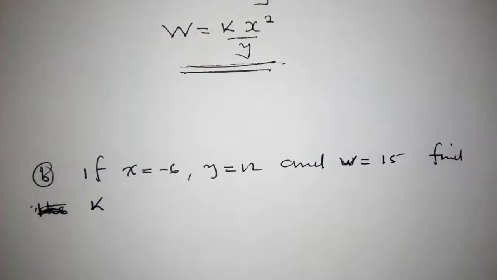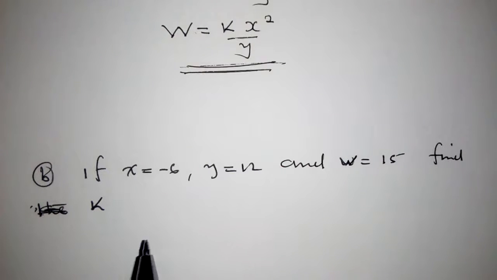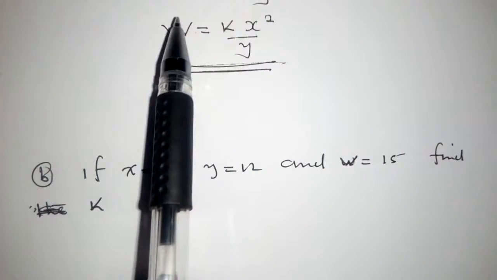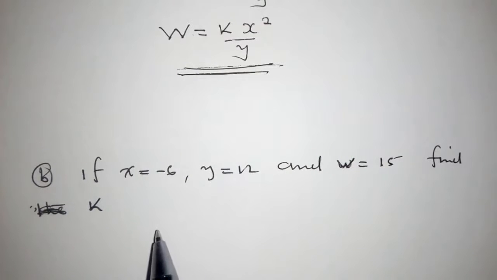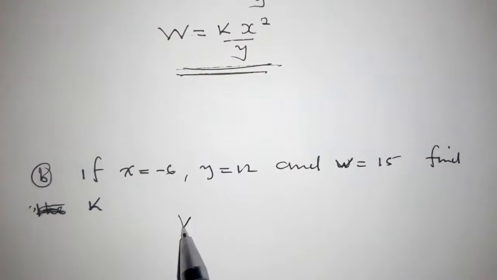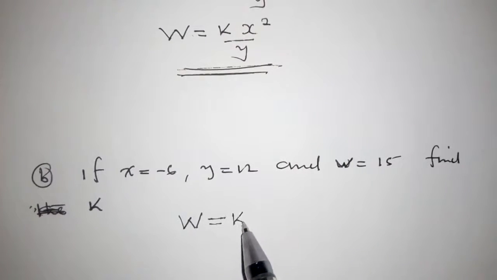So now here they are saying if x is -6, y is 12, and w is equal to 15, find the value of k, or find k. So we're going to use this same formula to find k. So let's copy the formula. This is how it looks.